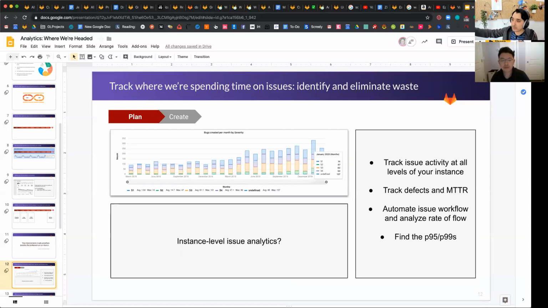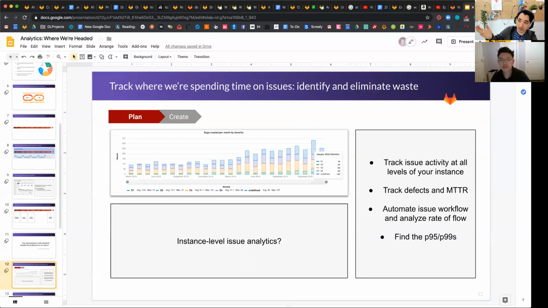People want to be able to see like median time to resolve. I want to be able to track issues and my workflow across the instance. In Insights, you can do all of this right now. I think there's things that we need to do in the future around automating issue workflows so that you have guarantees that these charts are trustworthy and that we know people are adhering to them.